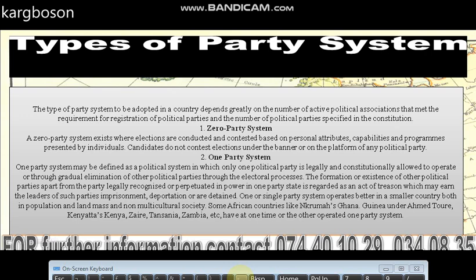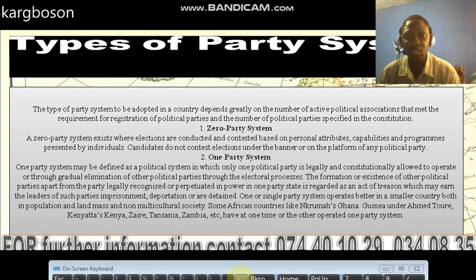Party system. The type of party system to be adopted in a country depends greatly on the number of active political associations that meet the requirement for registration as political parties, and the number of political parties specified in the constitution. So therefore, there are different types of party system.